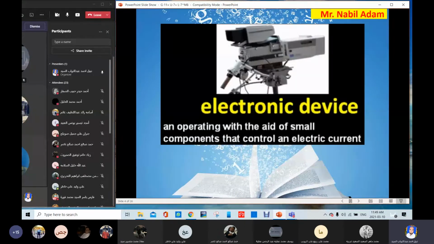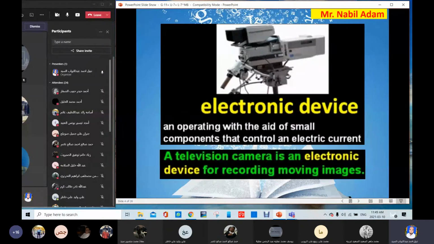Electronic device: operating with the aid of small components that control an electric current. We have many electronic devices at home that can help us, like TV, internet, television, etc. These electronic devices make our life easier and more comfortable. A television camera is an electronic device for recording moving images. If you want to buy any electronic device, you can go to Al-Ghanim or Eureka to buy there.